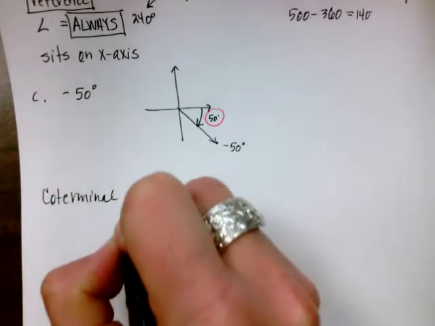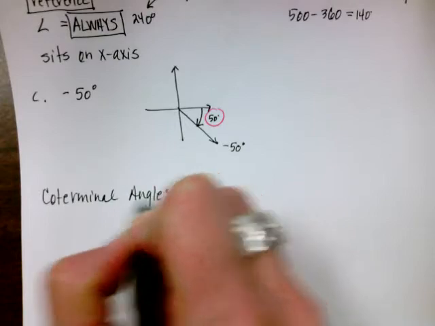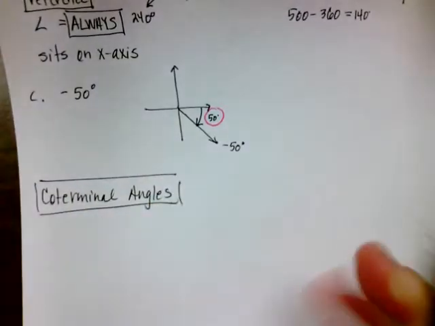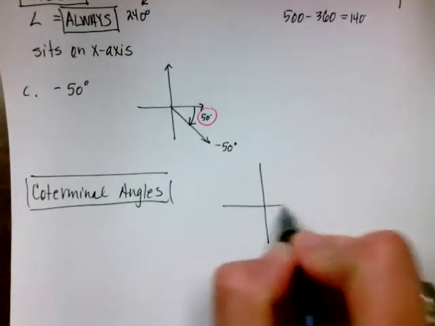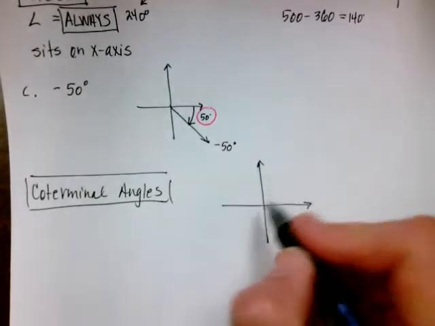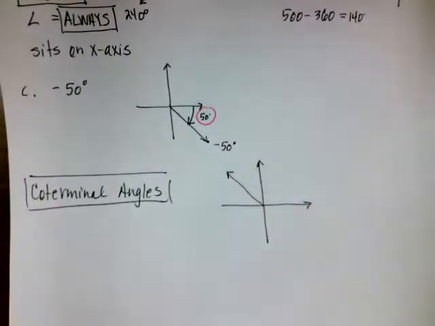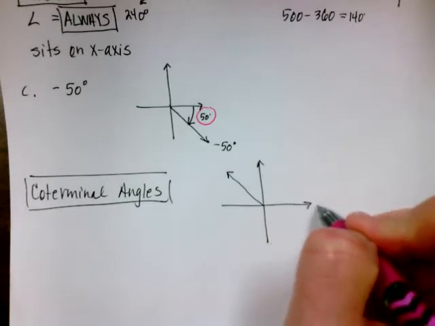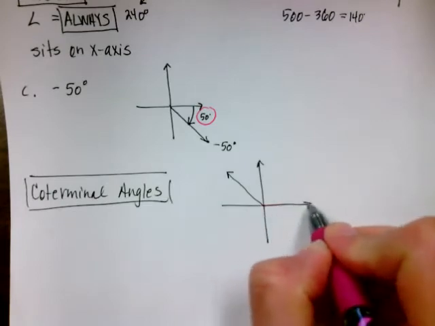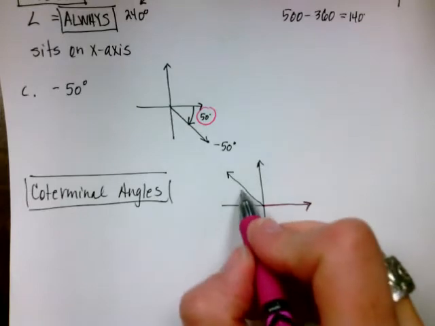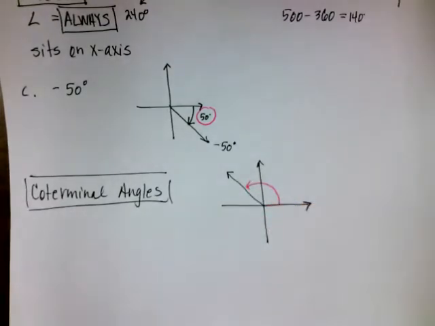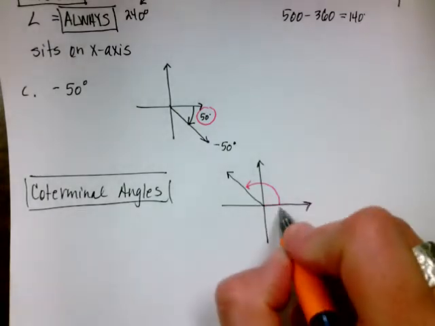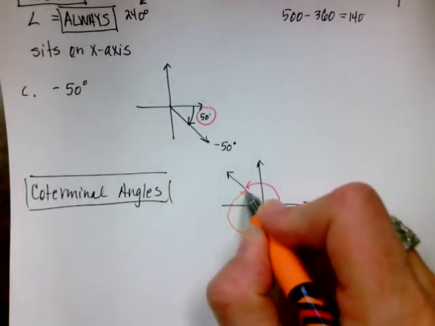Coterminal, cool word, actually fairly easy concept. So we're going to talk about coterminal angles. Basically what it means, and I'll draw us an example, is that there are 2 different ways to get to the same angle. So my initial side's here, there's my initial side always. I could get to this terminal side by going this direction, or I could get to this terminal side by going in the opposite rotation.